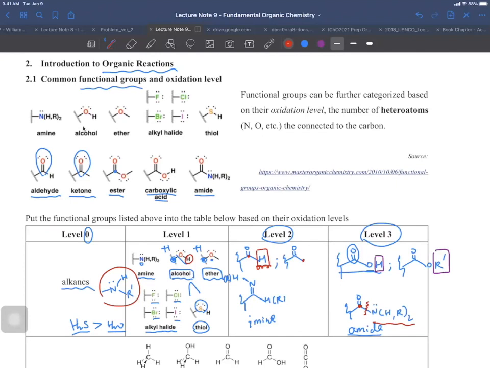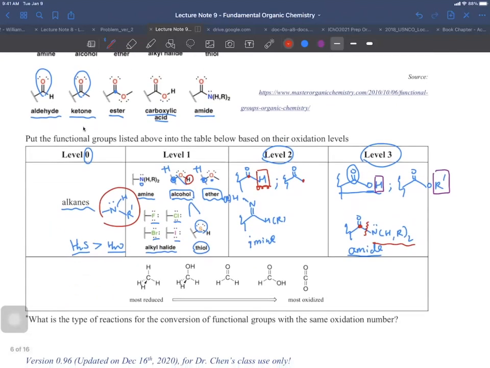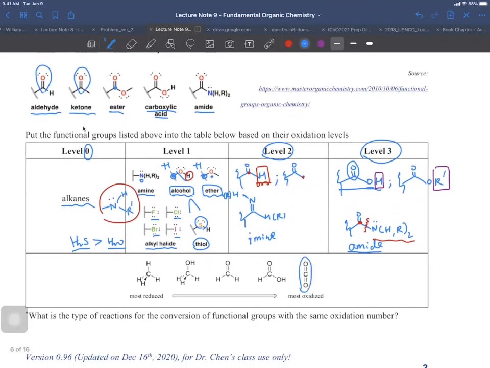Is there any level 4 carbon? Yes, we do have carbon dioxide, although typically it's not regarded as an organic compound, right? And carbon dioxide, carbonic acid, carbonate, bicarbonate, right? So all of those are +4 carbon.